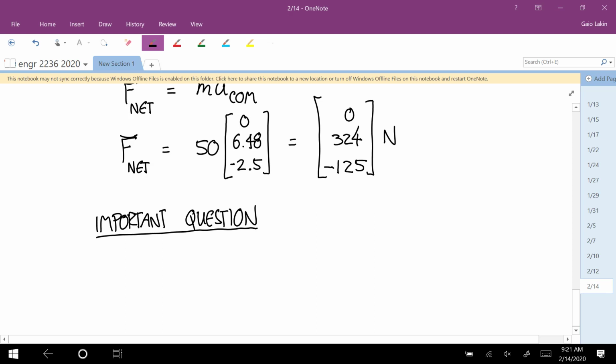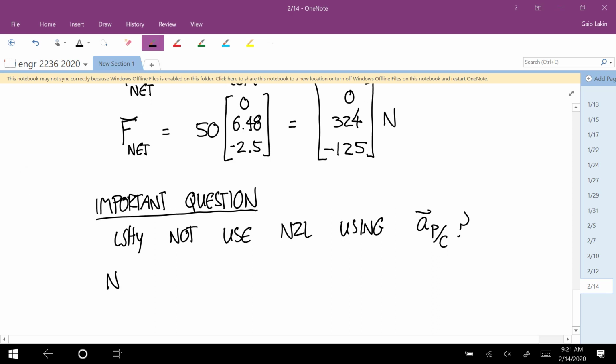Why did I use Newton's second law on the acceleration relative to the ground? Why not just skip that second step and do Newton's second law using the acceleration of the passenger relative to the center? The answer is Newton's second law only holds in inertial coordinate systems.